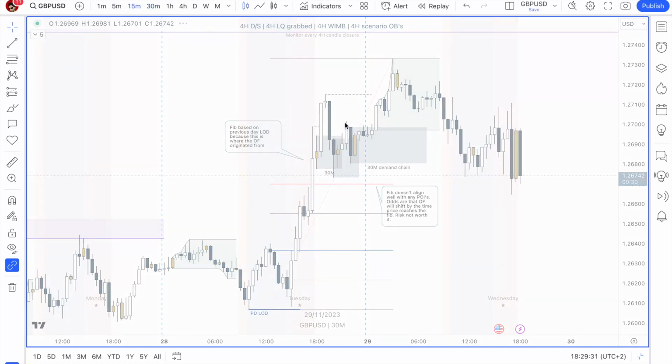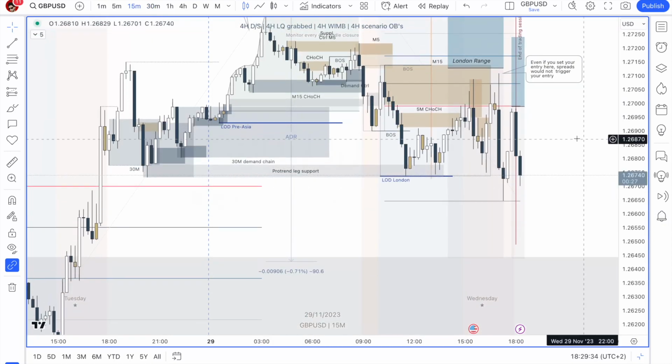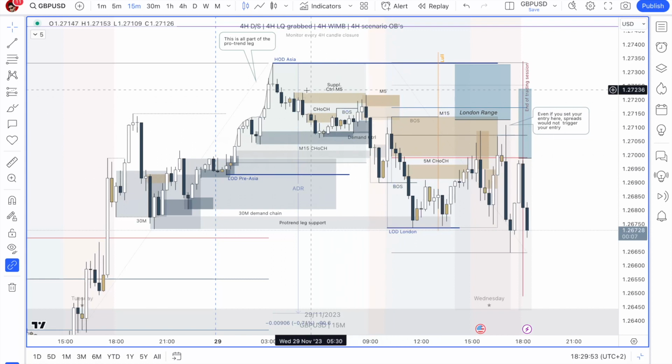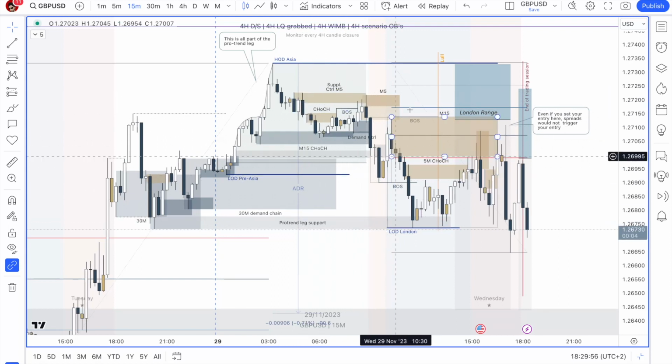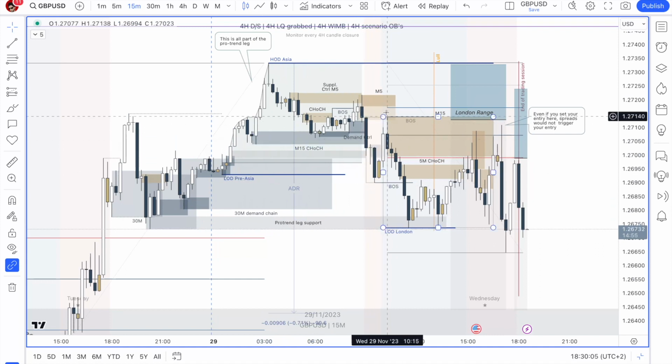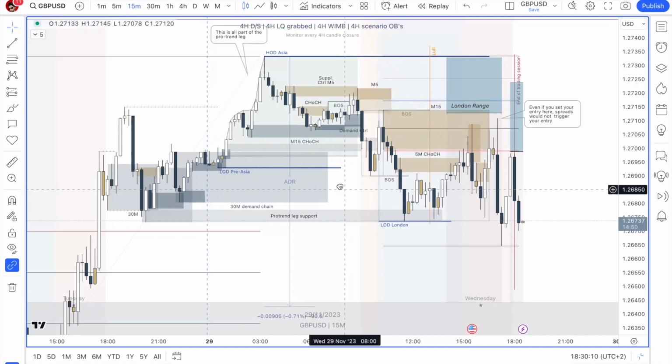Building on from there, essentially once Frankfurt opened, we were waiting for the Asian range to be taken. You can see we broke the pre-Asia low of the day. We created a new low of the day. On the 5 minute, there was a change of character, but no confirmed order flow. Then the 5 minute hit confirmed order flow. The 15-minute was still in the process of confirming because this was the 15-minute change of character. And then subsequently, as we progressed to London, you can see the 15-minute order flow was validated.